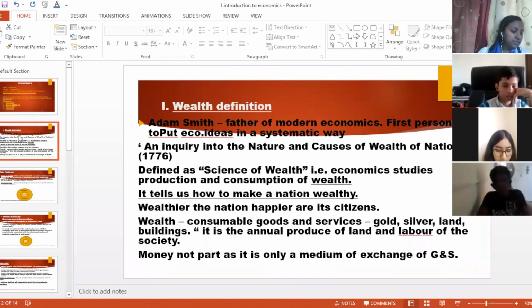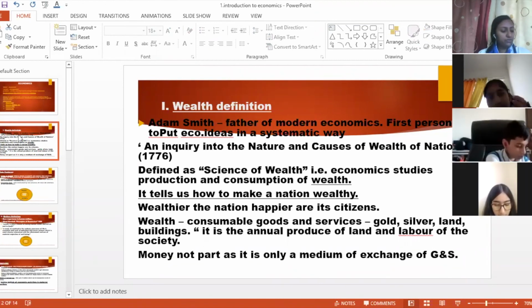Now write down, this definition was given by Adam Smith. And he gave this definition in his book An Inquiry into the Nature and Causes of Wealth of Nations.